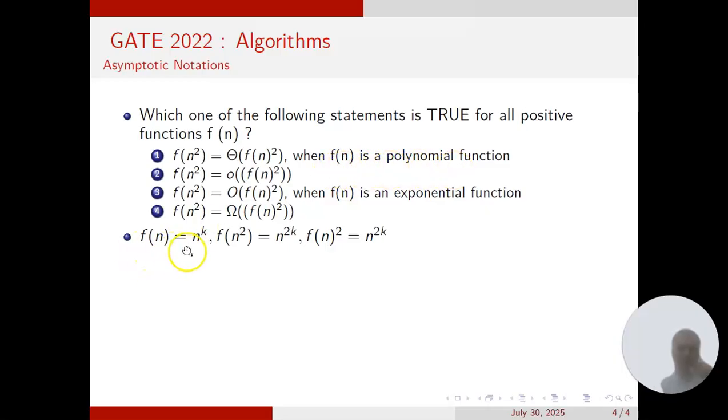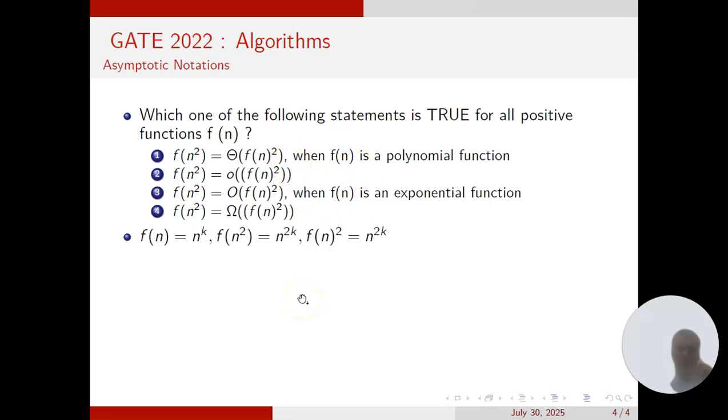Then f of n is n power k. So f of n square is n power 2k. Similarly, f of n whole square is n power k whole square, also n power 2k. So when they are of equal order, you can say n power 2k is less than or equal to n power 2k, as well as n power 2k is greater than or equal to n power 2k. So it is the tight bound. So we can say that f of n square is theta of f of n whole square.